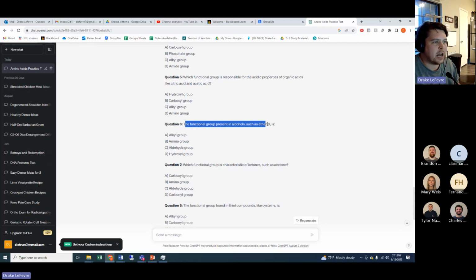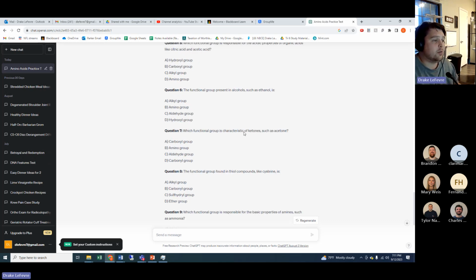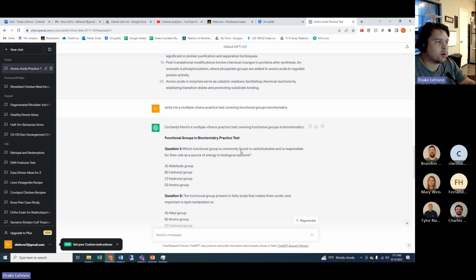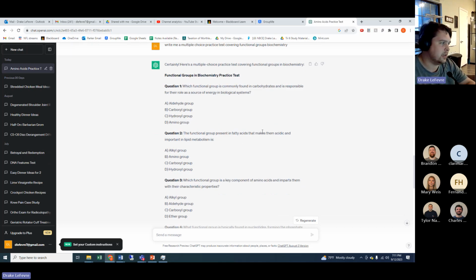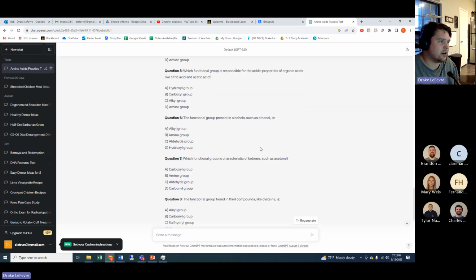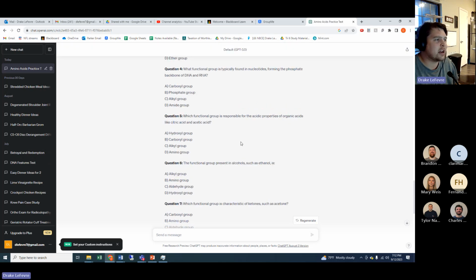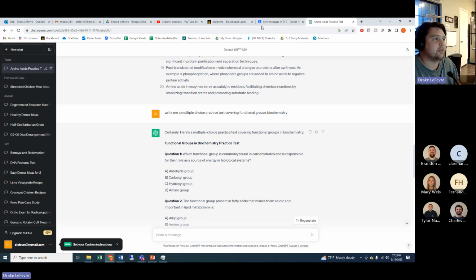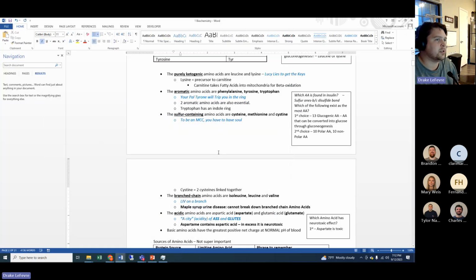It's like, the functional group present in alcohols such as ethanol is alkyl groups, amino groups, aldehyde group, or hydroxyl group. It's going to be D, a hydroxyl group, because that's the OH. The alcohols, the ethanol, is also the OH group. So you can get immediately all of these practice type questions in order to review and to study, which I think is absolutely amazing. I wish I'd thought about this like 2 years ago when I started tutoring, because it would have made my life writing questions so much easier.